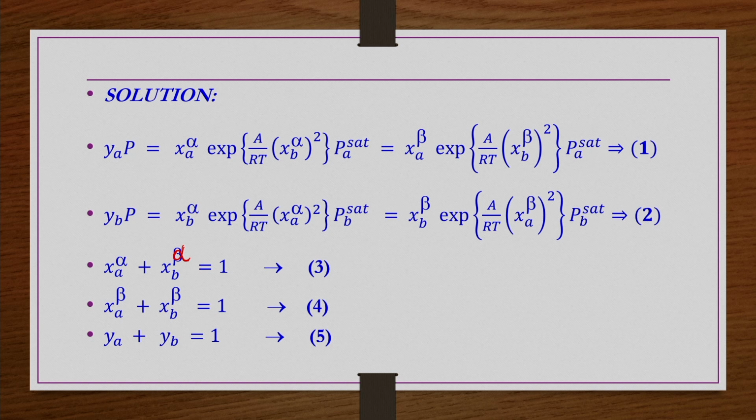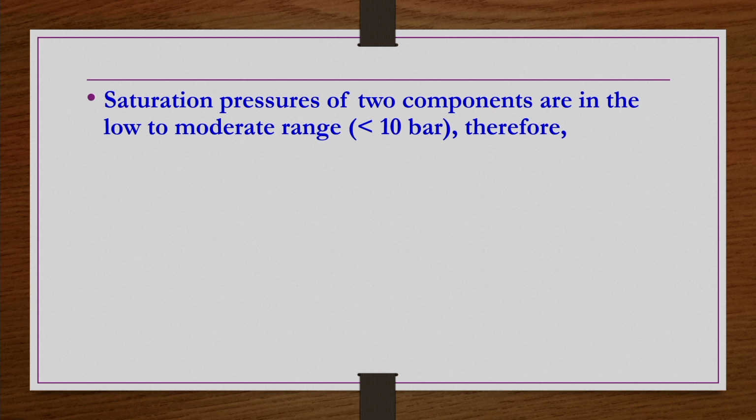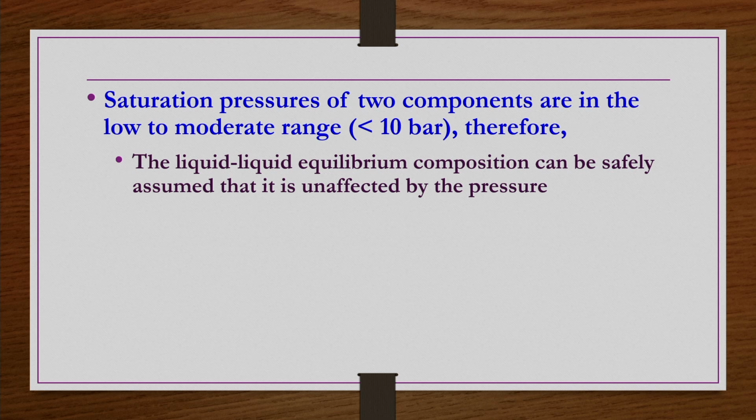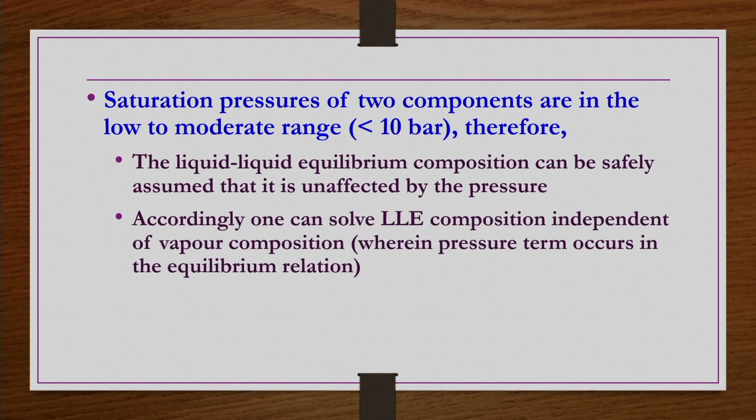So, how to solve them? We have to solve these non-linear equations, and all these equations should be satisfied, then only can we say it is a reliable solution. Saturation pressures of the 2 components are in the low to moderate range. Therefore, the liquid equilibrium composition can be safely assumed to be unaffected by the pressure. Accordingly, one can solve the LLE composition independent of the vapor composition, wherein the pressure term occurs in the equilibrium relations, equation numbers 1 and 2, that I wrote in the previous slide.